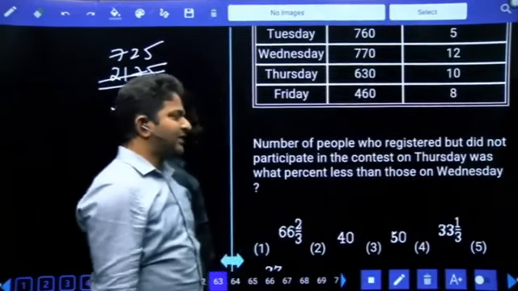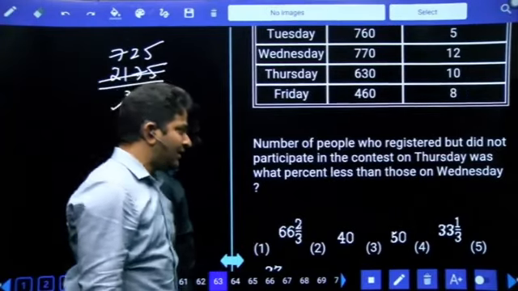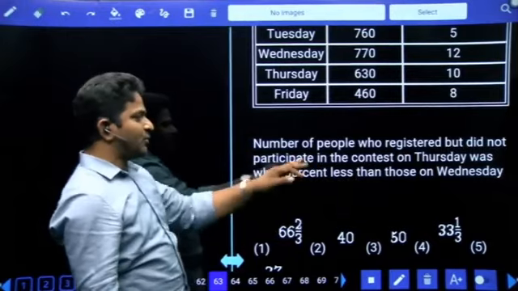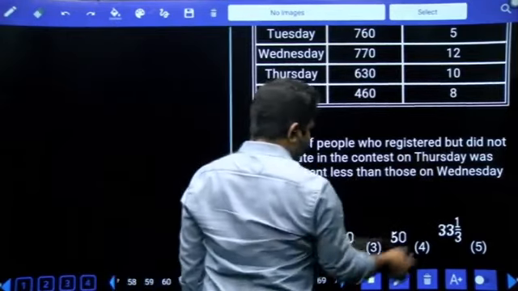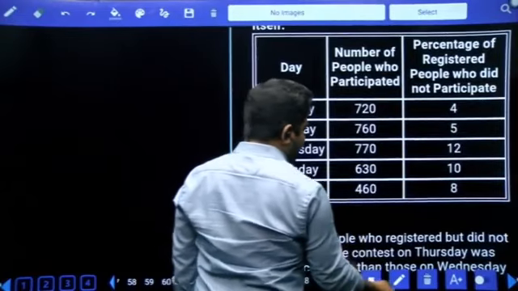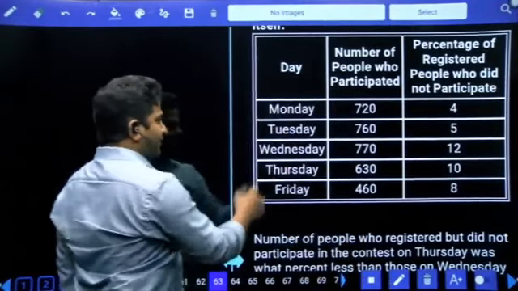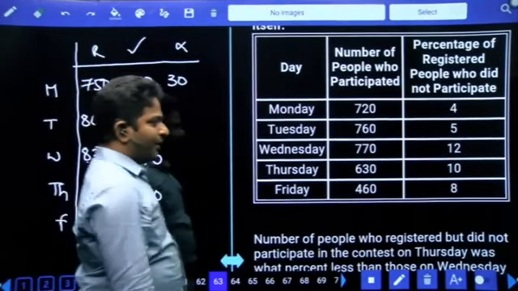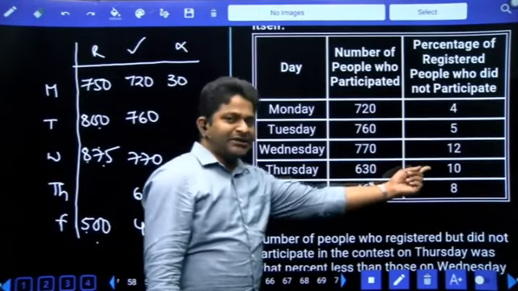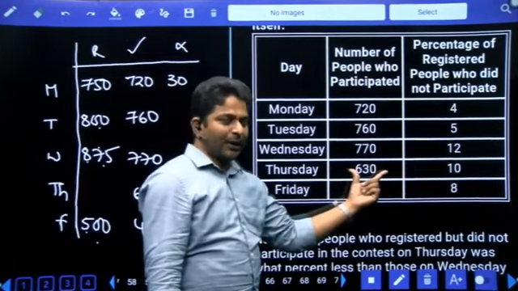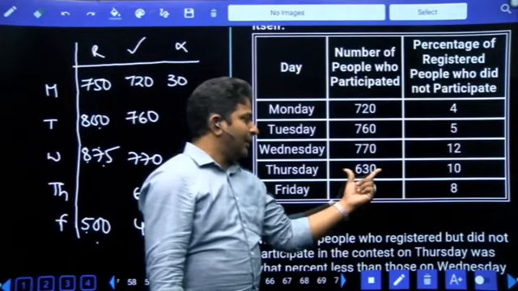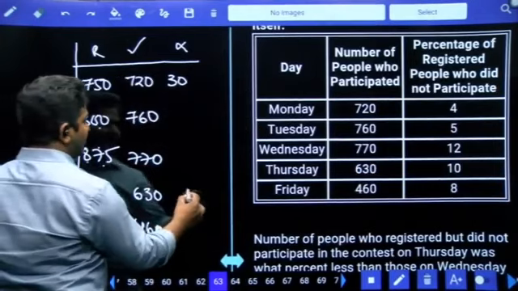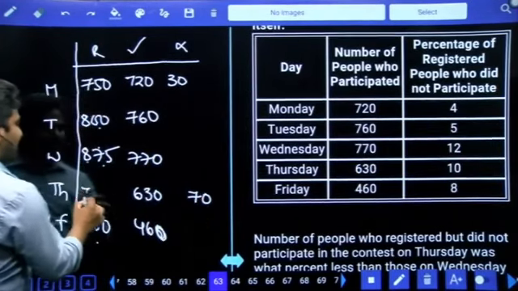The number of people who registered but did not participate in the contest on Thursday was what percentage less than those on Wednesday? Thursday and Wednesday, right. So these two. Thursday total we need to have. 10% have not participated, then this value is equal to participants, which is 90%. 90% is equal to 630, then 10% is equal to 70. Then total participants are 700.